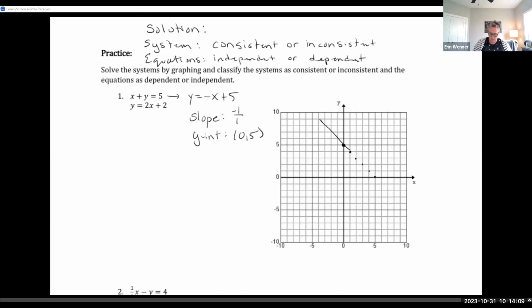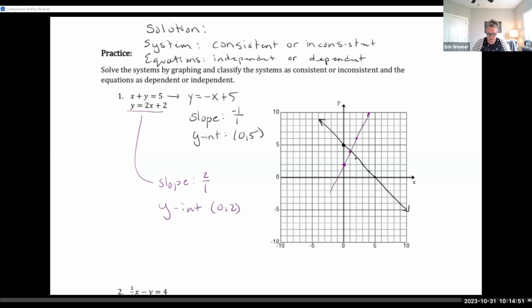Okay. For the second equation, I'm gonna choose a new color. And that's already in slope intercept form, so we don't really have to do anything there. We do know that we have a slope of 2 over 1 and a y-intercept of (0, 2). Graphing that, again, we always start with that y-intercept, up 2, right 1. And we can already see as I'm graphing these that I already plotted that point. Okay. And there is my solution.